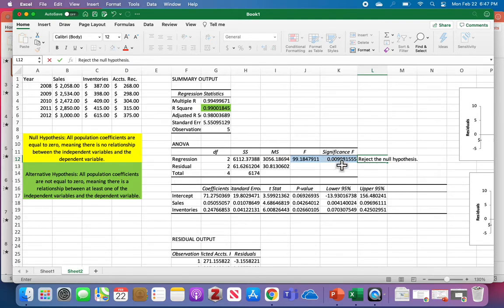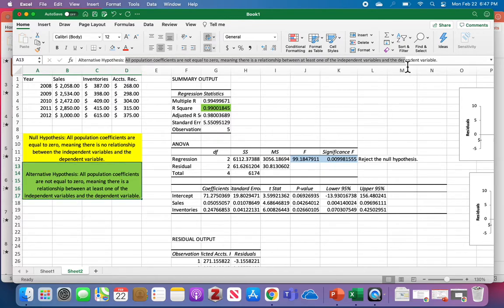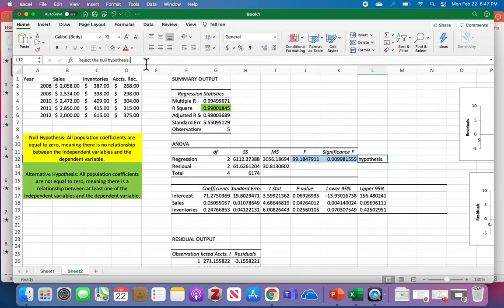Because our significance is below 0.05, which is the alpha that is generally used, an alpha of 0.05, we are going to say that all population coefficients are not equal to 0 from the alternative. And there is a relationship between at least one of the independent variables and the dependent variable.